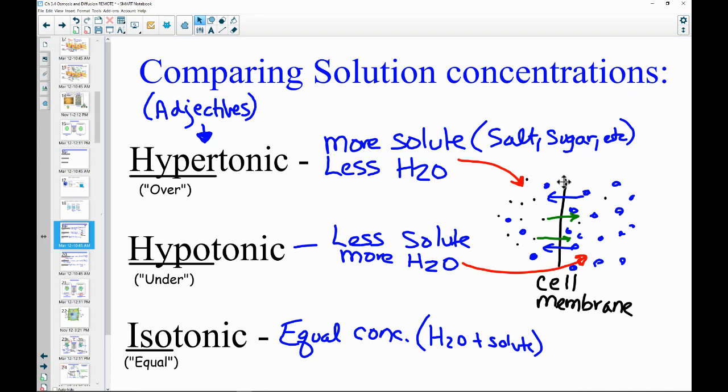Is our cell going to shrink? Is it going to expand? And what does that mean when we look at different life forms and how they deal with this?